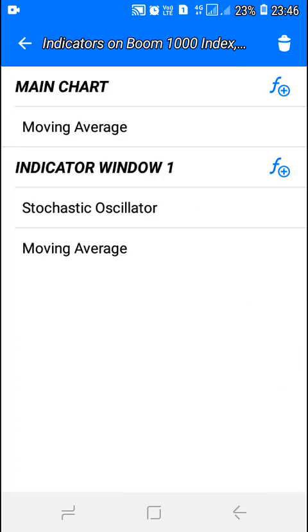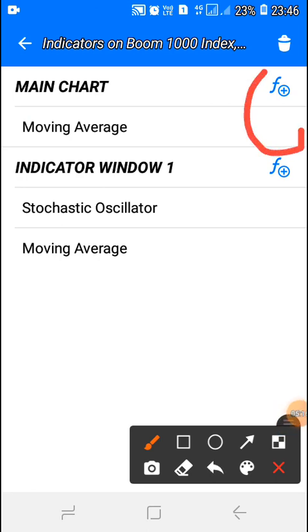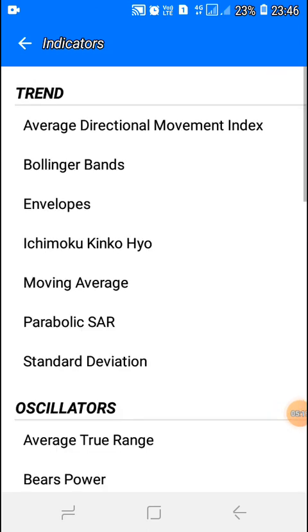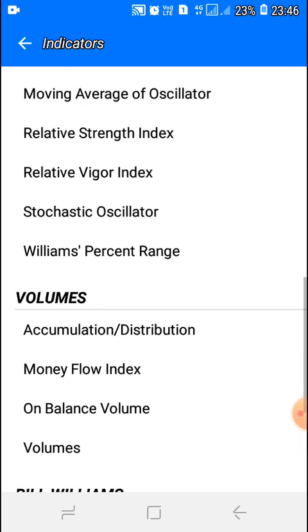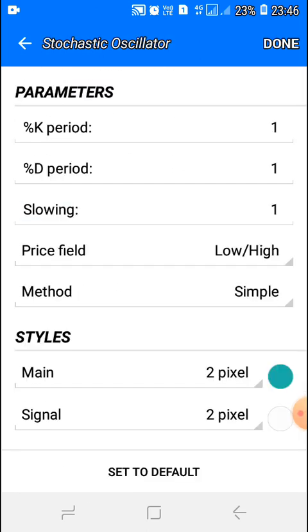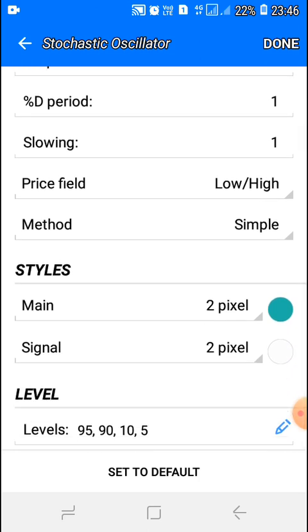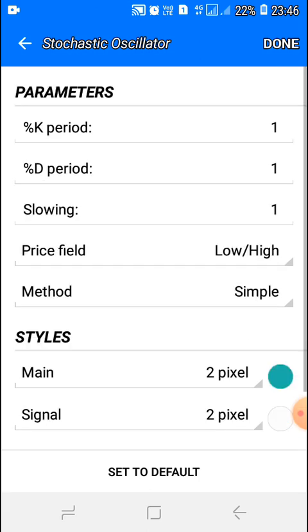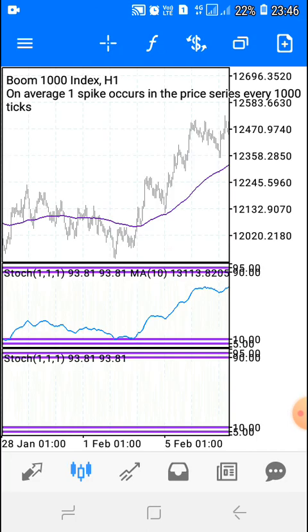Now what you want to do is click over here on main chart, right? Add your stochastic again. Make sure that your stochastic parameters are the same as the previous stochastic that you have on your chart. The parameters should be K period 1, D period 1, slowing 1, price field low or high, method simple, styles main 2 pixel green, signal 2 pixel white, levels 95, 90, 10 and 5. The reason why I'm showing you guys this again is because I want you to see what you are supposed to have on your chart, right? Now click done, right? So this is how it's going to look.